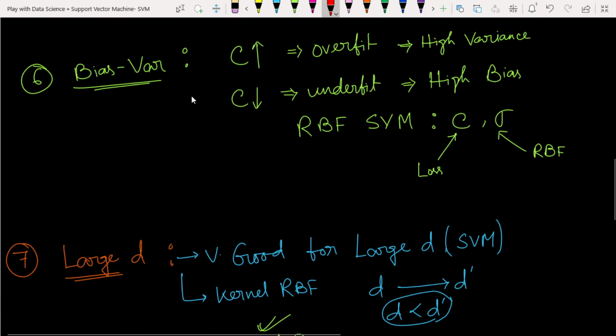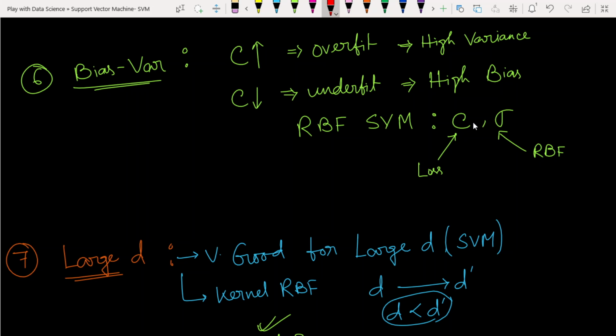For the bias variance tradeoff, if we increase the value of parameter c, which comes from our loss function, then our model is more prone to becoming a high variance model. If we decrease the value of c, then the model is going to underfit. How do we choose a proper c and sigma? We saw this in logistic regression with the grid search technique and the random search technique. Using these, we can easily choose c and sigma.